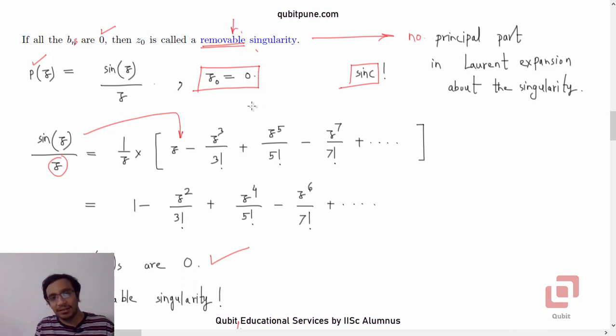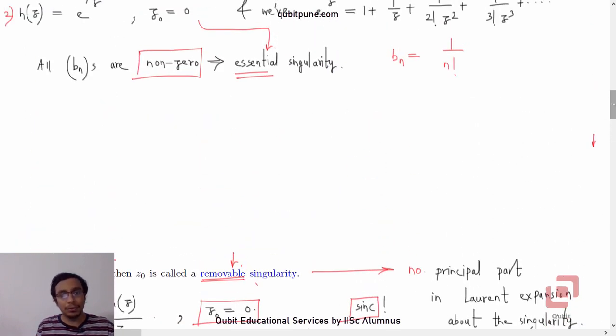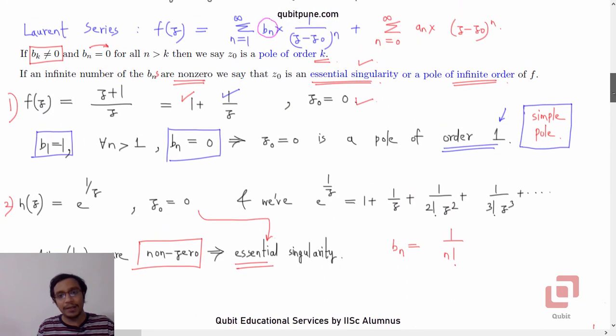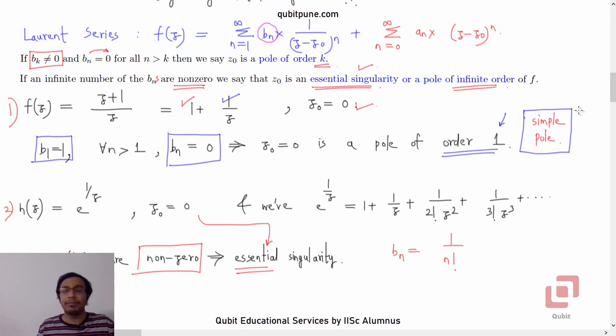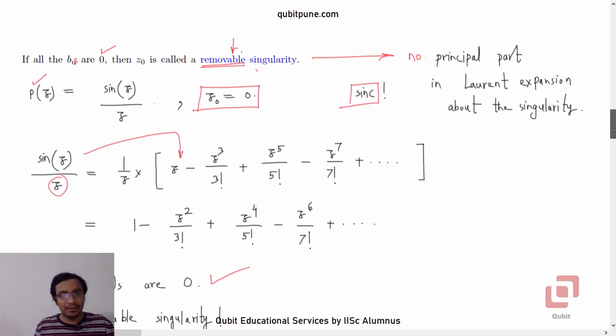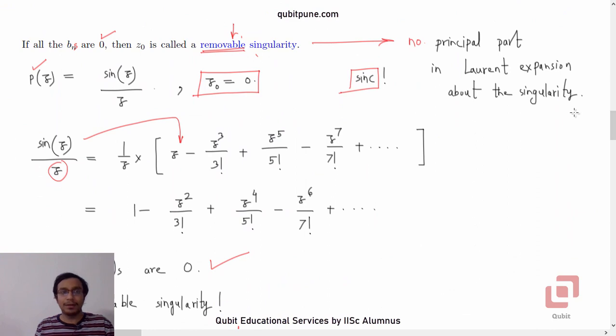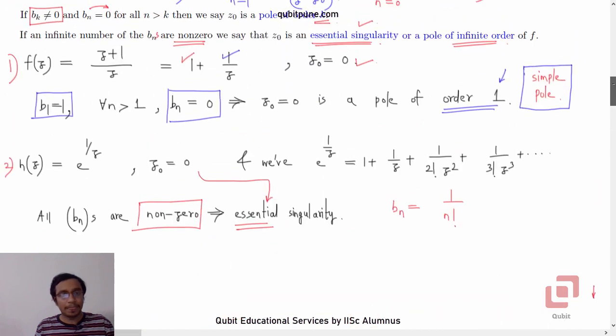So in your examination, a 1 or 2 mark question may come asking you to define the essential singularity and the removable singularity and to state the difference between these two types of singularities. For essential singularity, you have to have infinitely many terms in the principal part. In the removable case, you are supposed to have no principal part at all.